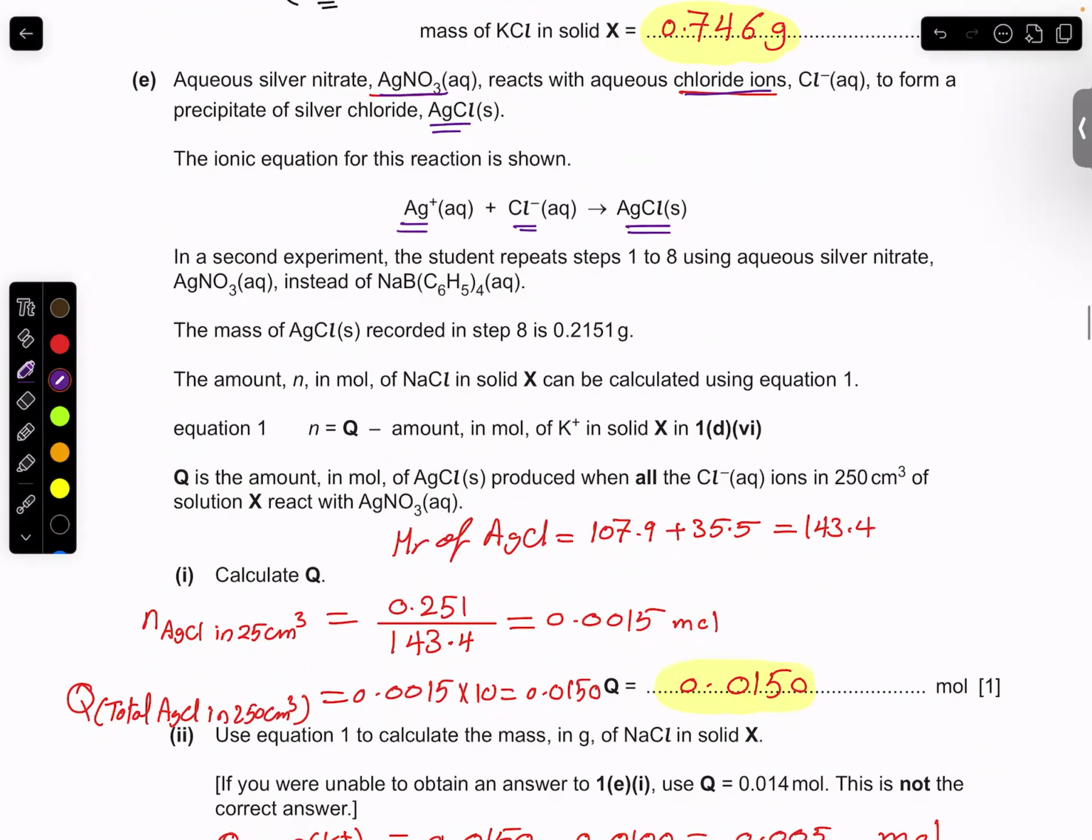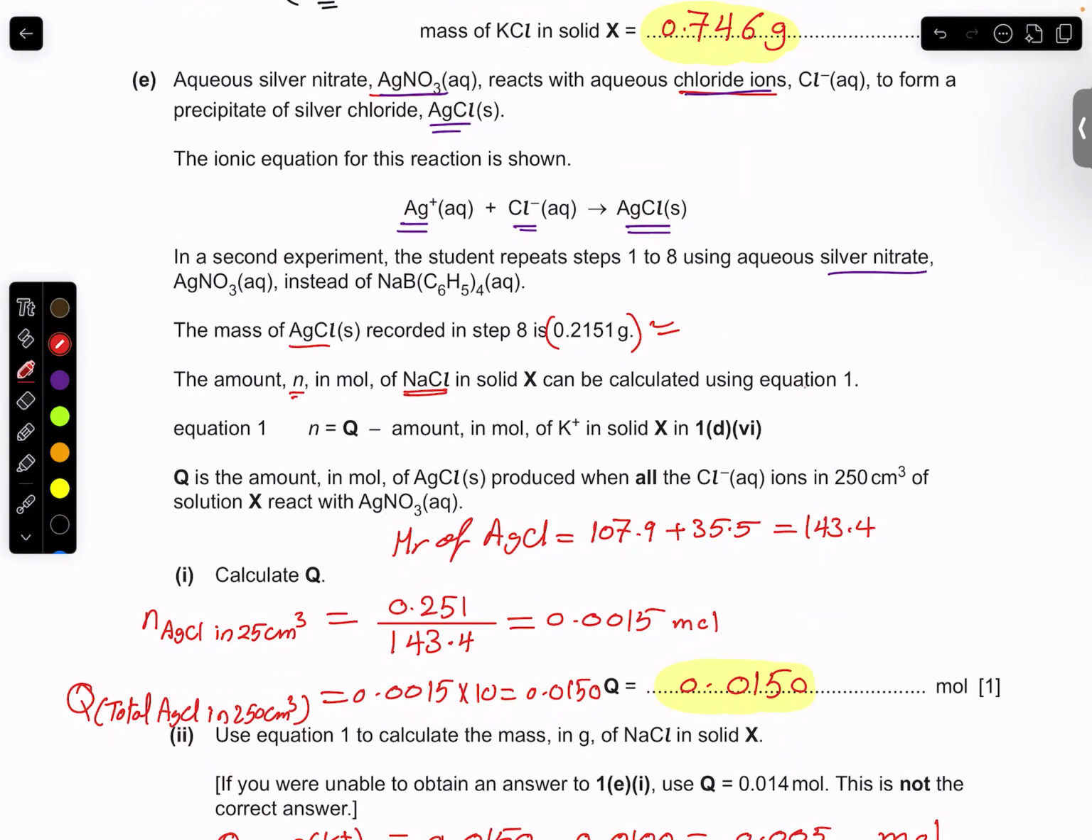In a second experiment, the students repeat steps 1 to 8, the same steps, but using aqueous silver nitrate instead of sodium tetraphenylborate. The mass of AgCl recorded in step 8 is 0.215 grams. How can we find the amount in moles of NaCl after finding the mass of AgCl?